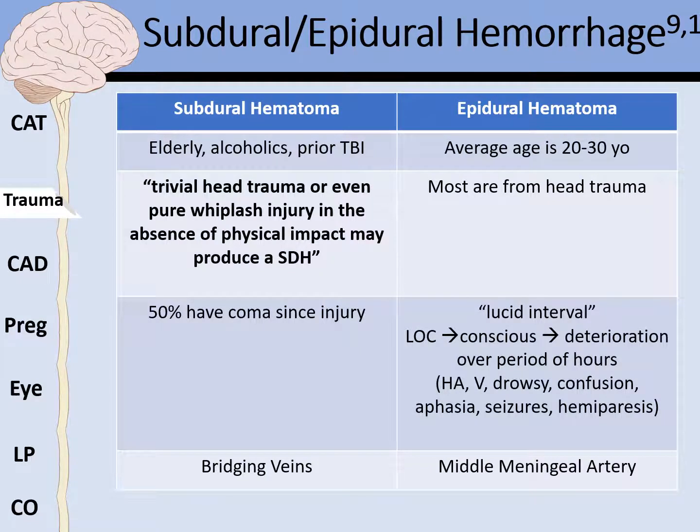Subdural and epidural hematomas typically occur from trauma, which we will discuss in the next slides. The difference is that subdural hematomas typically occur from weak bridging veins, such as in the elderly, alcoholics, or prior traumatic brain injury, whereas epidural hematomas are from a traumatic injury to the middle meningeal artery and are more classic in younger patients. 50% of patients with subdural hematomas are comatose.